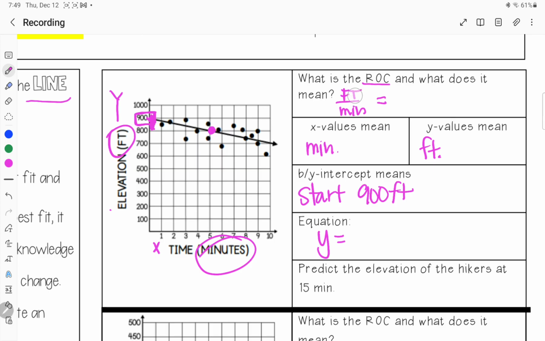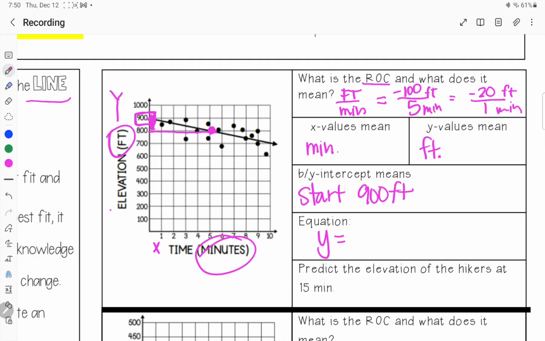So right here where it says, what is this representing? This is a drop of 100 feet every, and in this case, I'm counting by ones down here. So I have 1, 2, 3, 4, 5 minutes. So I'm dropping 100 feet every minute. In other words, I drop 20 feet per minute, if you simplified this.